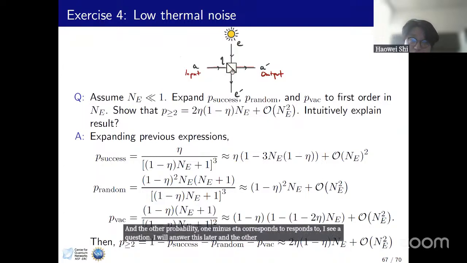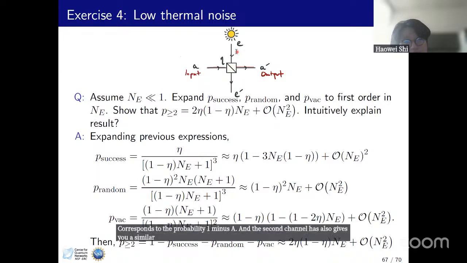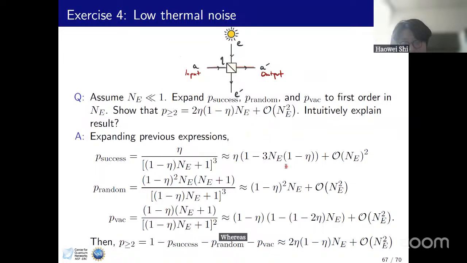And the other event is the input photon lost, which corresponds to the probability 1 minus eta. And the second channel also gives you a similar Bernoulli event with probability 1 minus eta NE to have a thermal photon goes in, because you have NE thermal photons in the environment, while the mixed in probability is 1 minus eta. So multiply together the thermal photon mixed in, the probability of at least one thermal photon mixed in is NE times 1 minus eta.